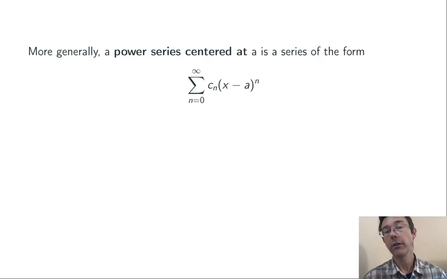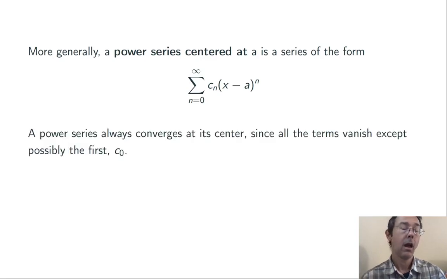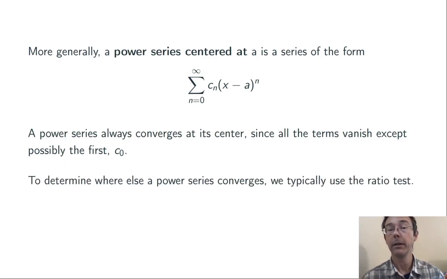There's a slightly more general way of writing a power series: sum n equals 0 to infinity, c sub n, x minus a to the n. We call this a power series centered at a. A power series always converges at its center. If you plug in x equals a into this, all the terms are going to go away except possibly the first, and you're just left with c sub 0. Now the power series could be defined elsewhere, could converge elsewhere. We just have to do some work to figure out where else it might converge.